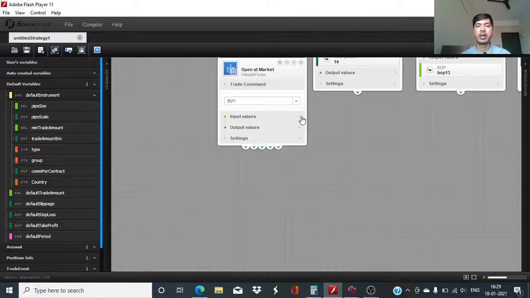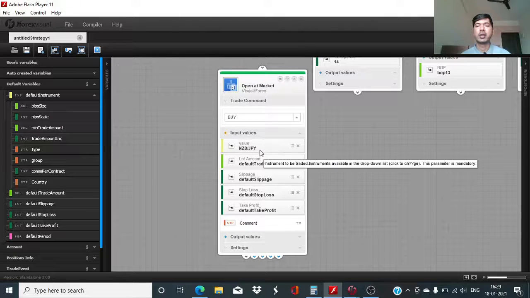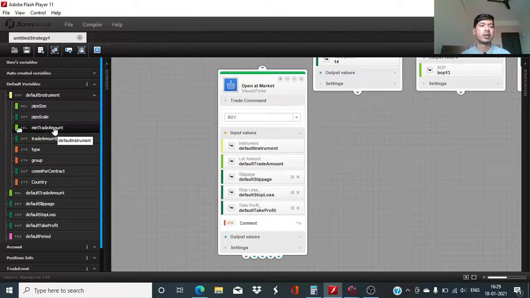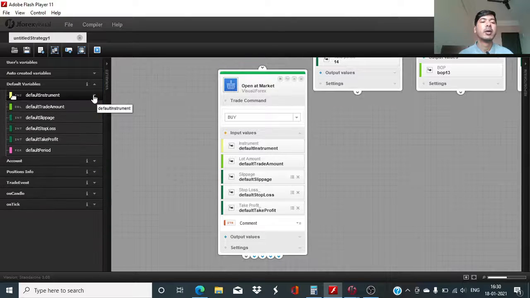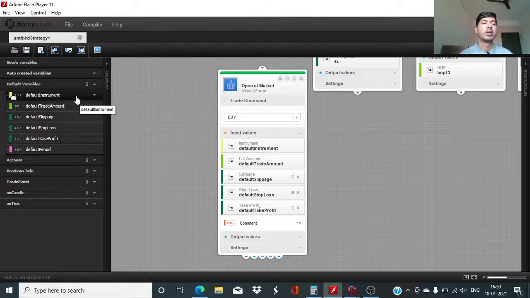and here also we get some default values. Default instrument is there, default trade amount. The default trade amount, this will be the component, but if you want to change this parameter, you can do that. The trade amount instrument is there, the type of the instrument group, and this per contract, the country of the instrument, all these parts of this default instrument variable are provided to us to be used while defining the conditions.